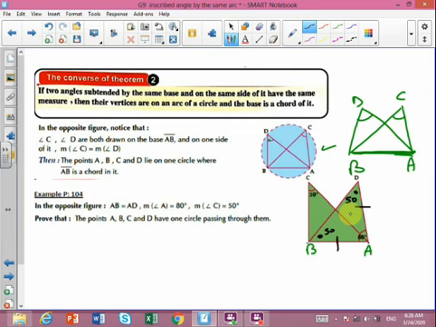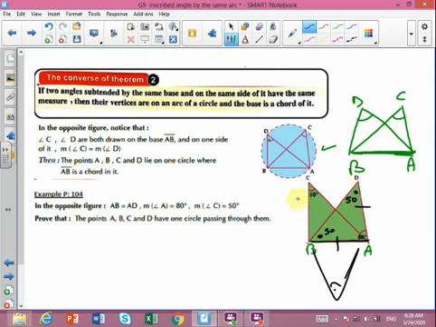Since measure of angle D and measure of angle C, as we see, are equal, which is 50, and they are both drawn on the same base AB, as you see, they are from the same base AB, and on one side of it, not on different sides, both of them on the same side of AB.